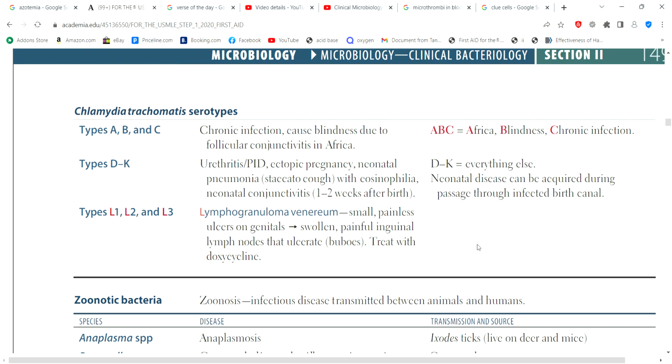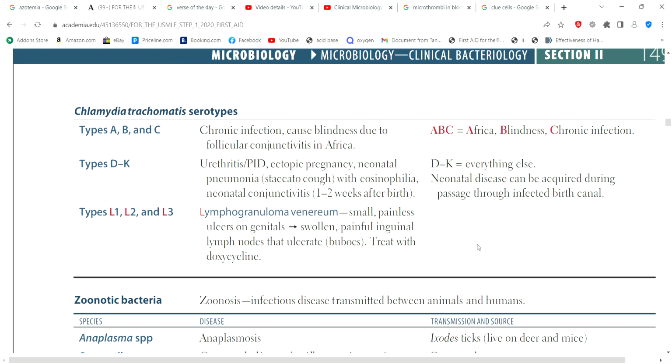So, Chlamydia trachomatis types L1, L2, L3 cause lymphogranuloma venereum, which starts as small painless ulcers on the genitals. These become swollen, painful inguinal lymph nodes that ulcerate. These are called buboes. Okay. Treat with doxycycline. Okay, so I'll show you what this is.